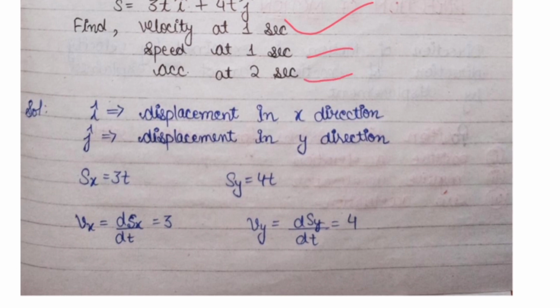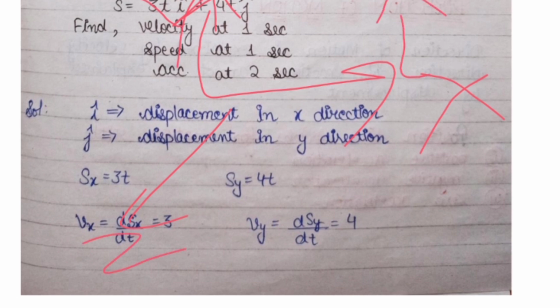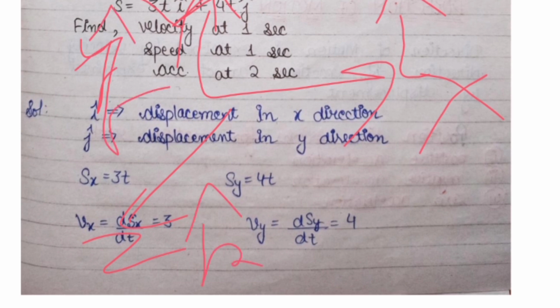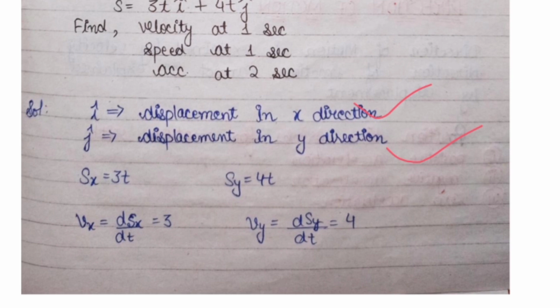Now, in which direction do we take i cap, j cap, k cap? Here is the graph in 3D. This is the x-axis, this is the y-axis, this is the z-axis. We take i cap along the x-axis, j cap along the y-axis, and k cap along the z-axis. Here we have considered only i cap and j cap, so there are two axes only, x-axis and y-axis. So here I've written i cap is displacement in the x direction and j cap is displacement in the y direction.